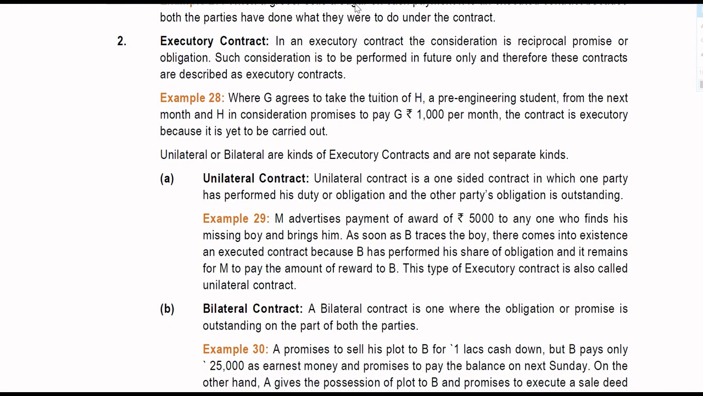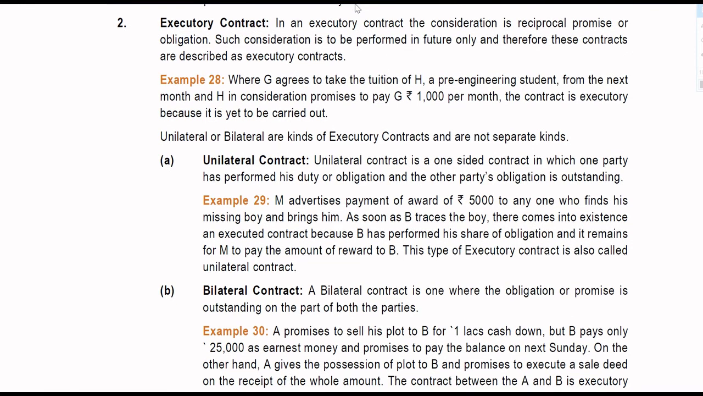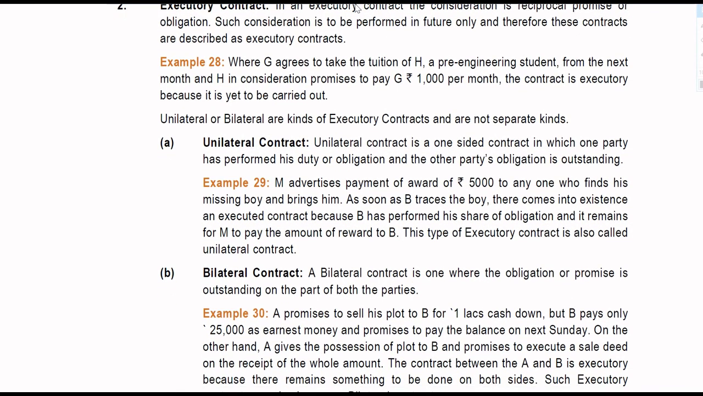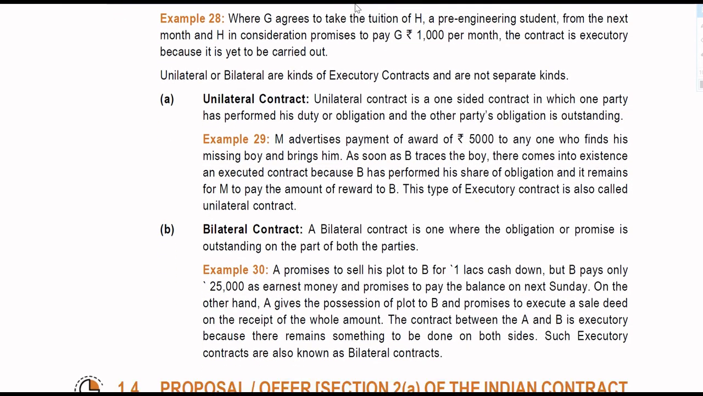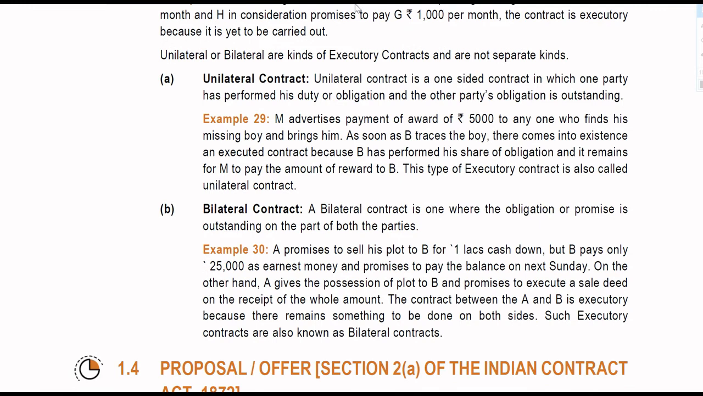A unilateral contract is a one-sided contract in which one party has performed his duty or obligation and the other party's obligation is outstanding. For example, M advertises a payment of 5,000 to anyone who finds his missing boy and brings him. As soon as B traces the boy, there comes into existence an executory contract: B has performed his share of obligation and it remains for M to pay the reward to B. This type of contract is called a unilateral contract.